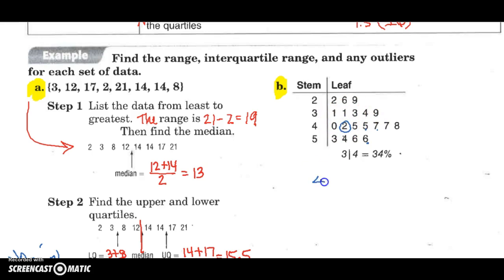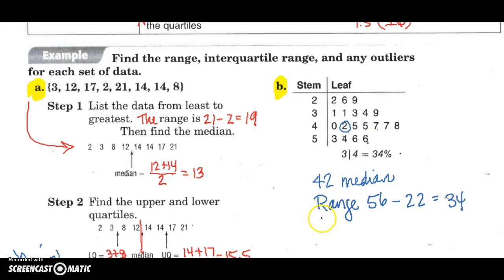So 42 is going to be the median. To find our range, the whole big range is going to be the greatest, which is 56, minus 22, the smallest, so it's a range of 34.